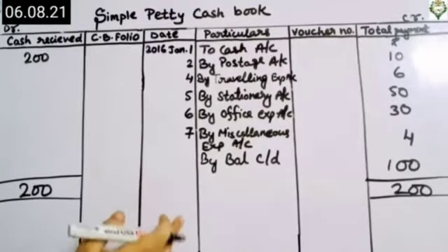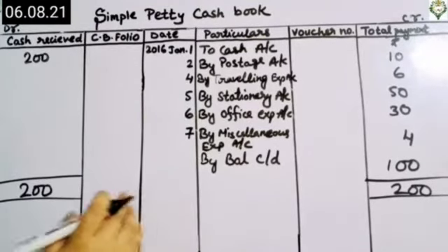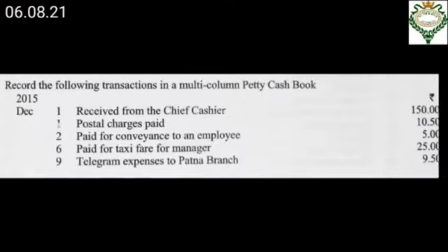Okay students, now come to analytical petty cash book. Here is your question. It is saying record the following transactions in a multi-column petty cash book. Multi-column petty cash book means analytical petty cash book. Okay, so here it is saying in the year 2015 on December 1 received from chief cashier. So that is the cash amount that we have to record in the cash received column, that is 150.